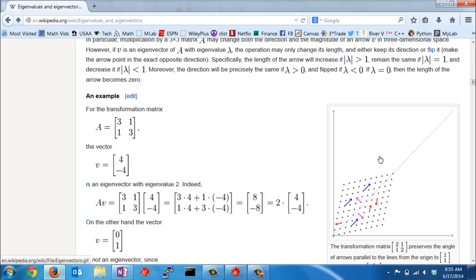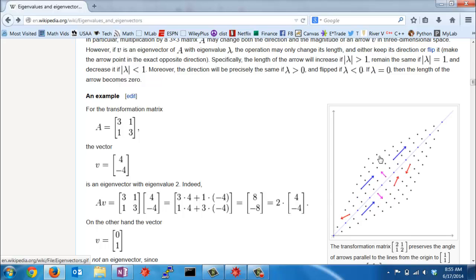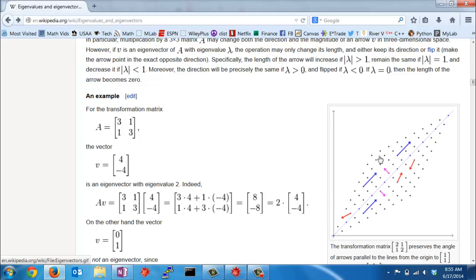Whereas if we look at the red one, just some random vectors, you can tell as it stretches, it's pointing straight up, now it's pointing over to the right a little bit. They change their orientation based on the transformation.